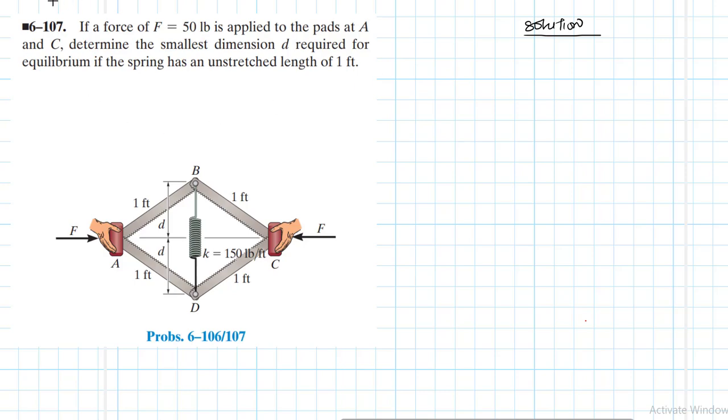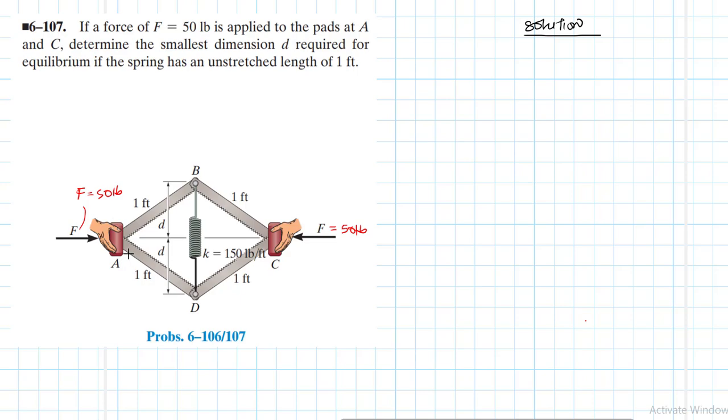Hibbeler. So we have this system here, and it is symmetrical both in the x and in the y direction. It is symmetrical about this axis. It is also symmetrical about this axis. Okay, so we have this force F, which we've been told is 50 pounds. I've been asked to determine the smallest dimension D required for equilibrium if the spring has an unstretched length of 1 foot.